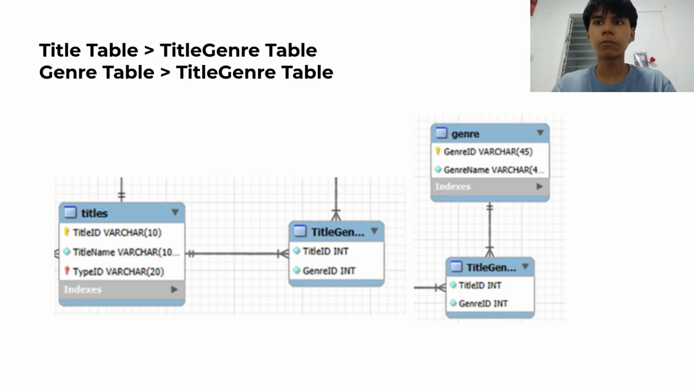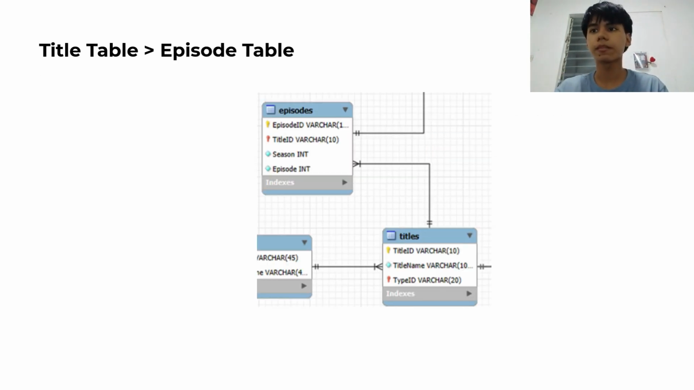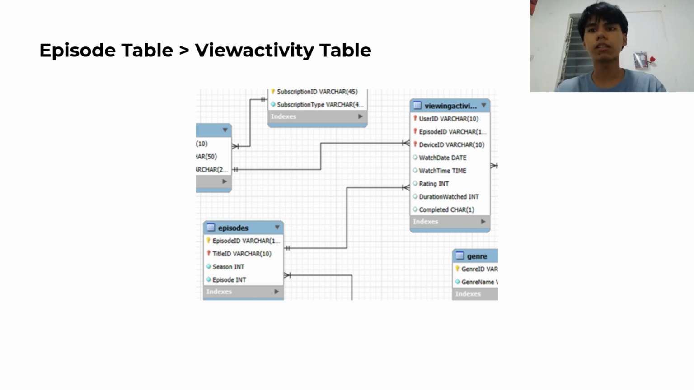A title can have multiple genres. For example, Stranger Tracks is both sci-fi and drama. A genre can describe many shows. The title genre table handles this many-to-many link without duplication. Each episode belongs to one season and one show. The viewing activity table records every single viewing event, including timestamps, device, and rating.